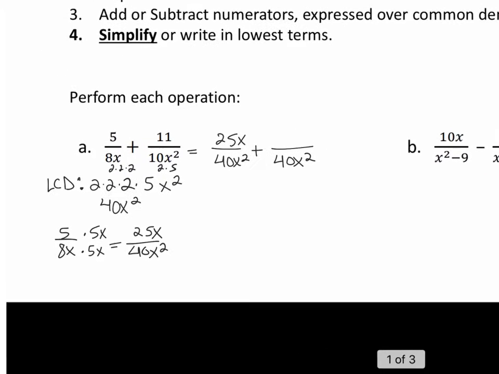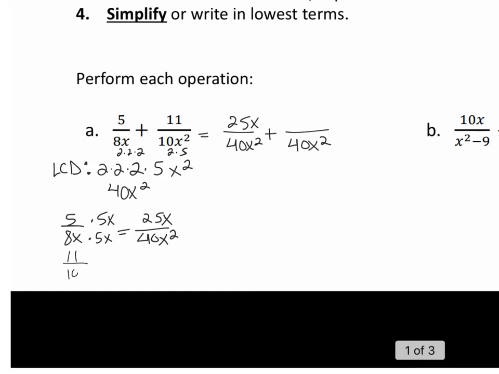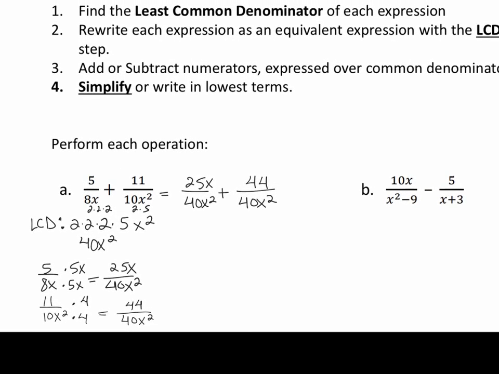Then we want to do the same thing for the 11 over 10x squared. We need to have 40x squared in the denominator. So that means x squared is fine, but we need a factor of 4. So if we multiply that to the numerator as well, we get an equivalent expression of 44 over 40x squared. So now that we have the same denominator, 40x squared, that stays, and we're just going to combine the numerators. So 25x plus 44.